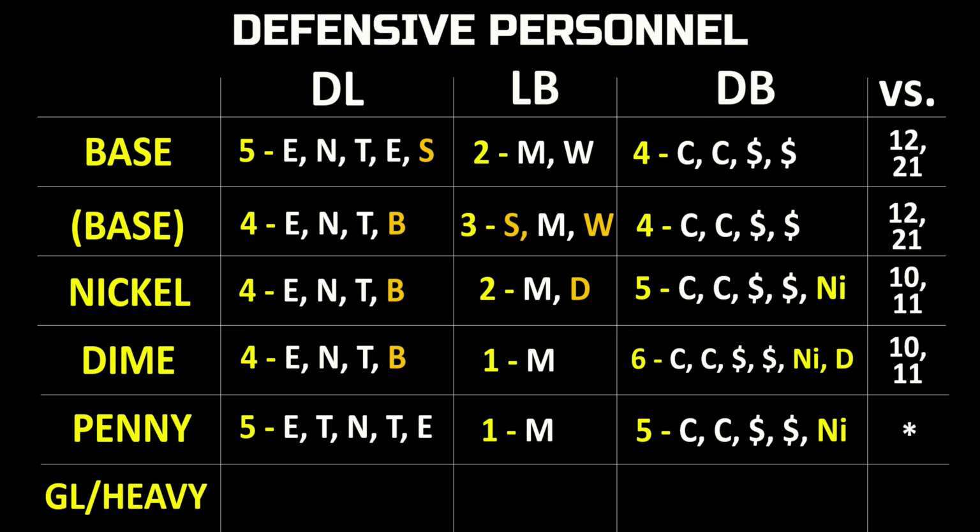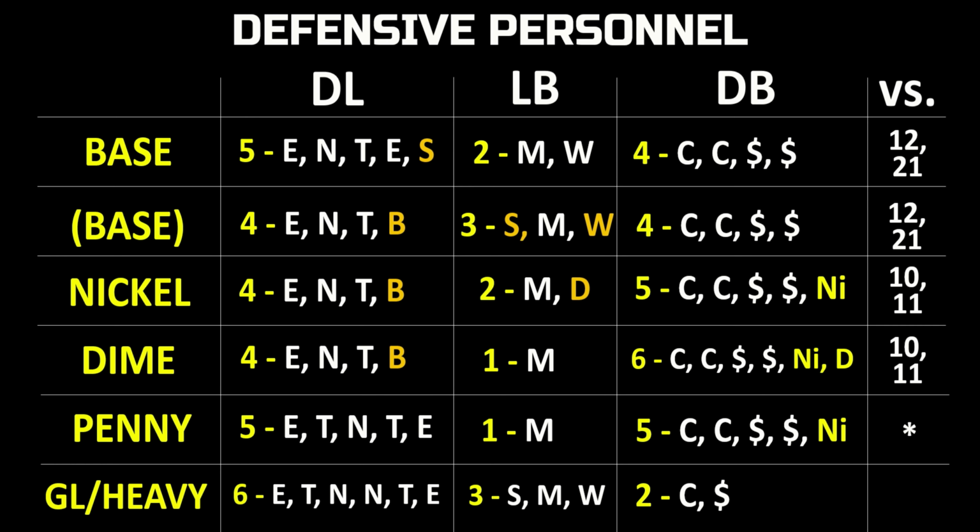And then you have your goal line and heavy packages, which there are multiple variations of, but one, for example, is now 6 down linemen because you're in 4th and short, 3rd and short, or you're at the goal line, and then you have your 3 linebackers and now only 2 DBs. But again, there are multiple variations of this. You could have a 7th defensive lineman out there, or you could have 3 DBs and 2 linebackers. There's different ways to do it, but the point is there is now a 6th defensive lineman at least on the field for short yardage or goal line situations against 13, 22, anything that's a heavy offensive personnel.